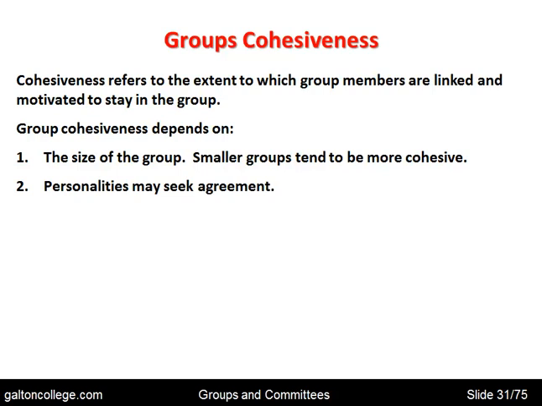Personalities may seek agreement. So cohesiveness depends to some extent on the personalities of the people involved. If the people involved are very polite and understanding and they're seeking compromise and agreement, then the group may stay together. But if the personalities are very strong-willed and very assertive, the group may break up.